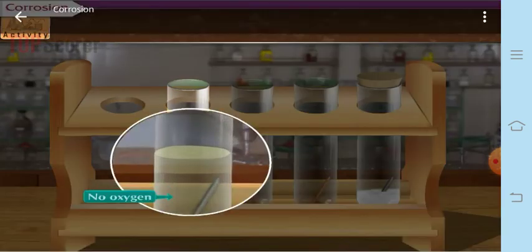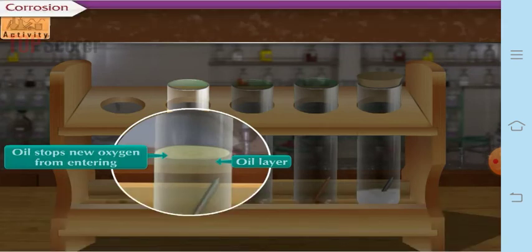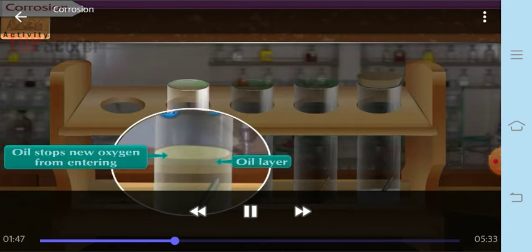Now why did it not rust in the first case? It's because the boiled water does not contain oxygen, so the nail does not come in contact with oxygen. Second, we have placed oil above the layer of water, and therefore the oil stops new oxygen from entering inside. That is why it does not rust. So here there is water, but there is no air. For the process of rusting, both are required together, so that is why rusting did not take place. Now let us continue further.